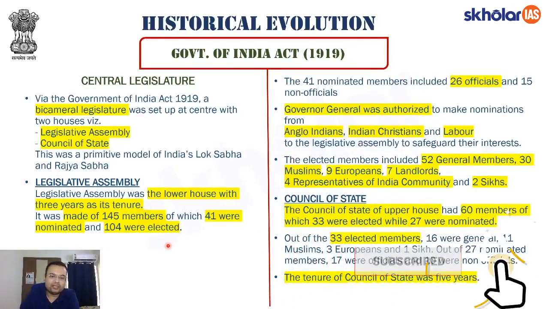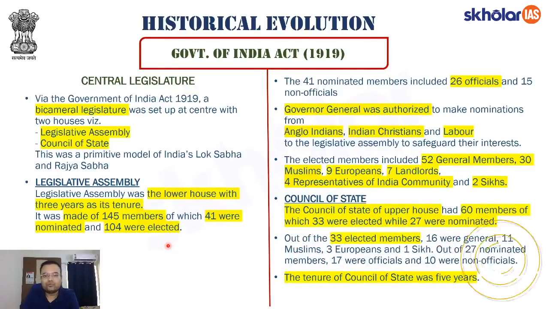Who exactly were these 41 nominated members? These 41 nominated members included 26 officials and 15 non-officials. So what do we see? That these nominated members were still having official majority, as 26 officials were there, while 15 non-official members were there.